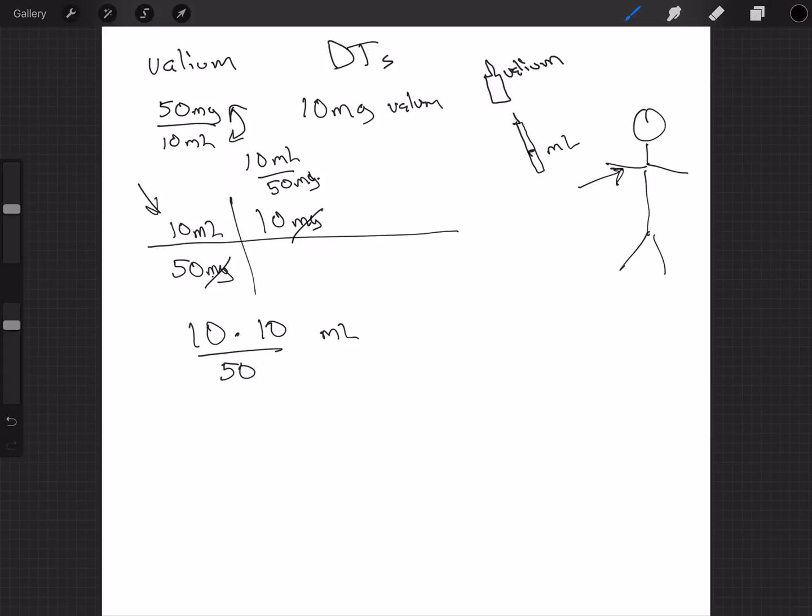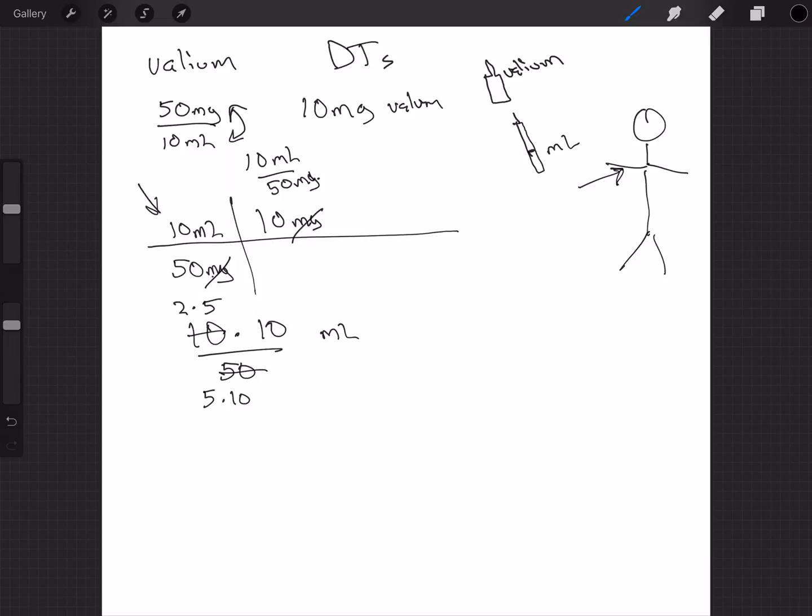And now we're going to rewrite some of these. So 50, we could say that that's the same as 5 times 10, right? 5 times 10 is 50. And 10, we're going to rewrite that as 2 times 5. Because 2 times 5 is 10.